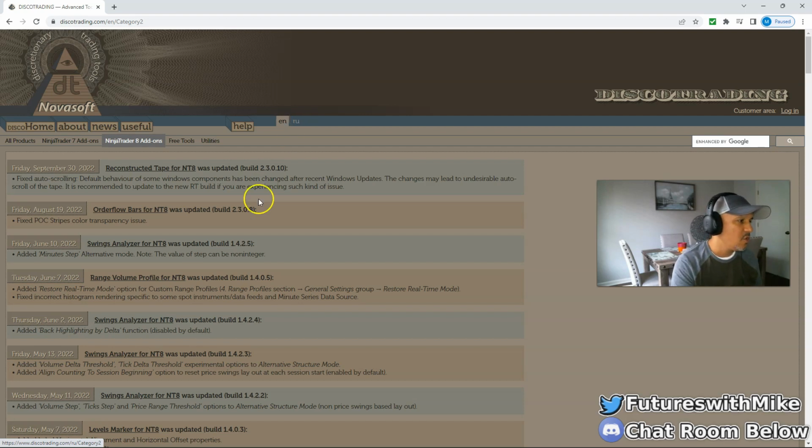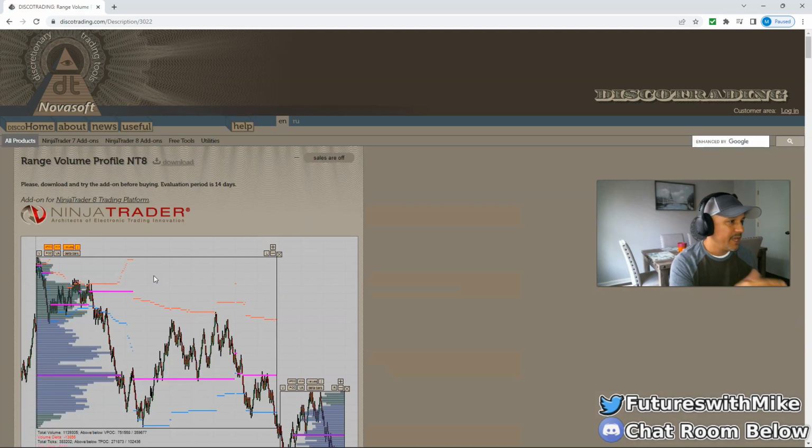So if you click on the Range Volume Profile for NT8, you can basically see right here where it says sales are off. That means that they can't process orders right now because of things that are going on.